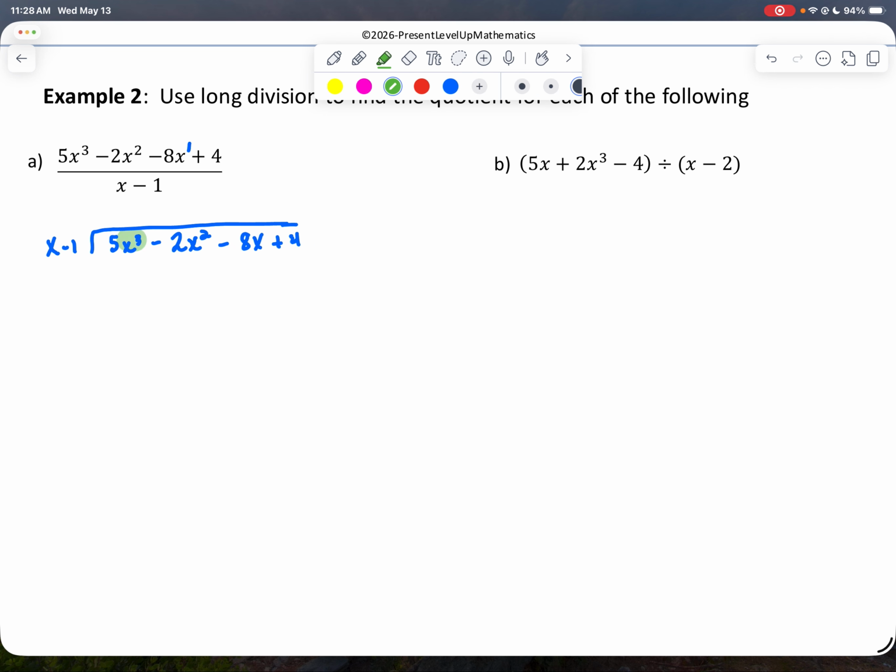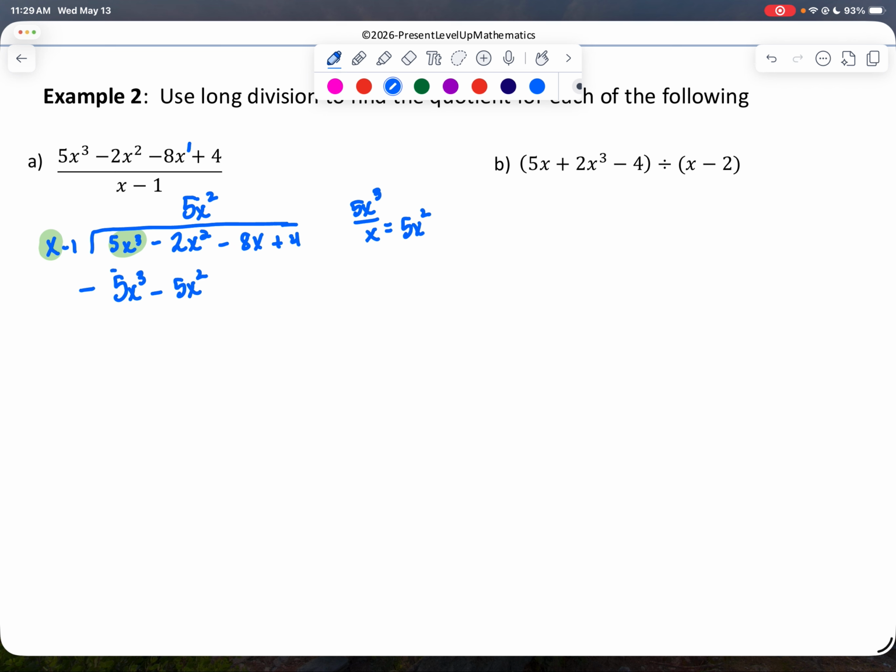Now I'll take my first term and divide it by my first term. So 5x to the 3rd power divided by x would leave me with 5x squared. So I want to put that above the x squared term. All right, so we divided. Next step is multiply. So I'm going to multiply 5x squared times the quantity x minus 1. So 5x squared times x is 5x cubed. 5x squared times negative 1 is negative 5x squared.